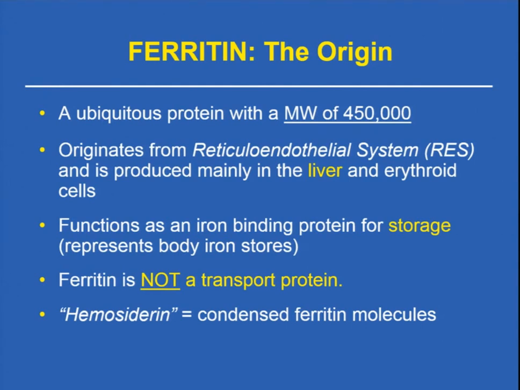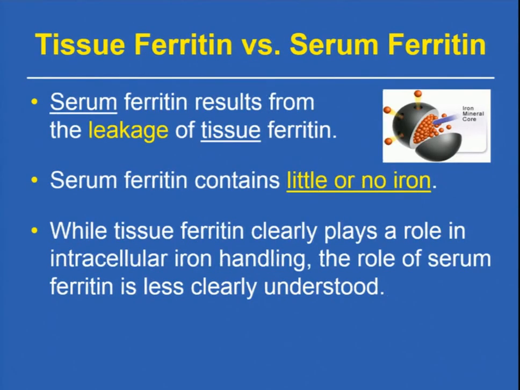And the term hemosiderin, which many of you are familiar with in terms of a histologic finding, is actually condensed ferritin molecules which have bound their iron. So the presence of hemosiderin in a tissue is not necessarily a measure of iron toxicity or tissue damage, because the ferritin has essentially contained that iron and prevented it from being toxic to the tissue. So serum ferritin results from the leakage of tissue ferritin.